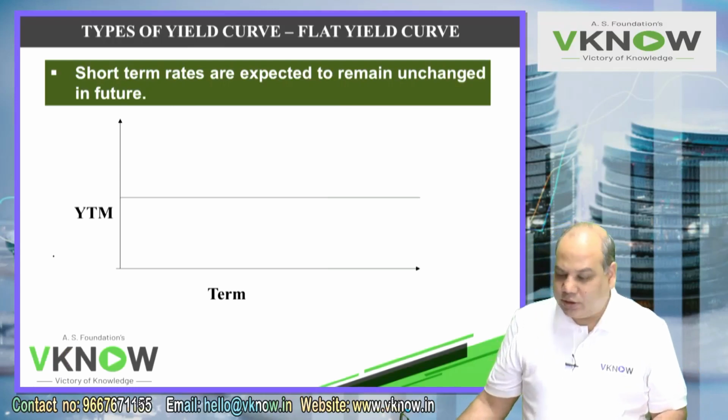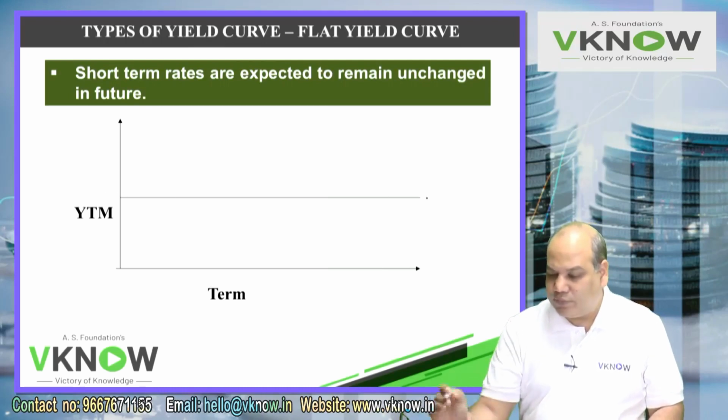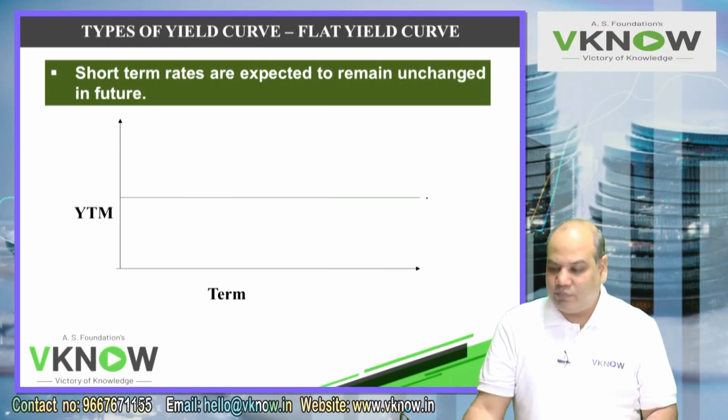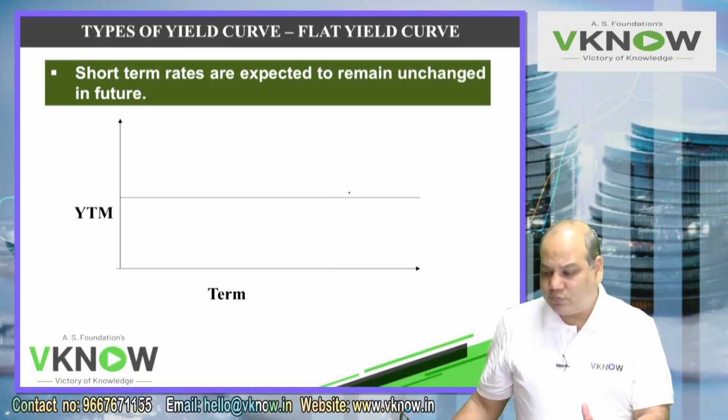So these are the three types of yield curve. Draw this curve, x-axis write term, y-axis YTM, and draw a flat line, straight line, hence flat yield curve, which means the other two curves were non-flat because there the rate of interest will change.